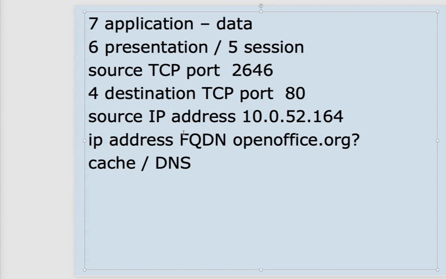Well, we know what our own IP address is. It's 10.0.52.164 in this example. How do we find the IP address of the fully qualified domain name openoffice.org that we want to communicate with and get a file from? Well, we've either got to get that in our DNS cache on the local computer, or we're going to send out a domain name server request that says, hey, I want to talk to openoffice.org. What is their IP address?